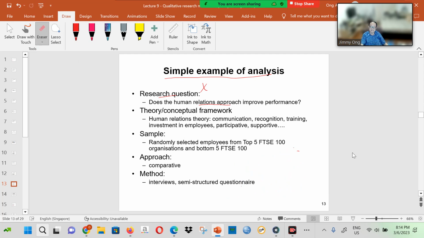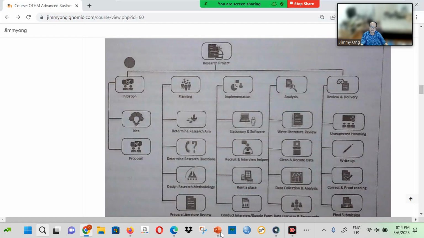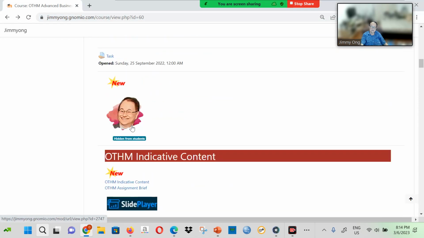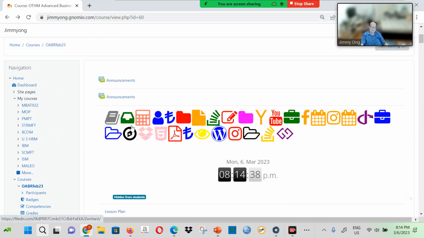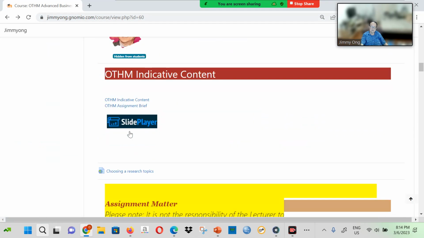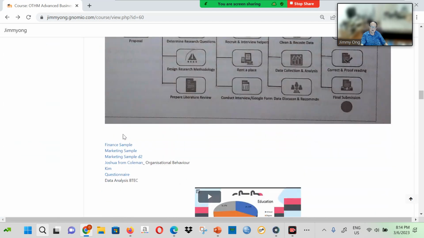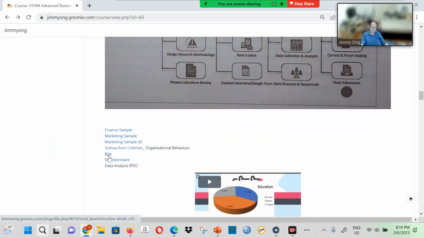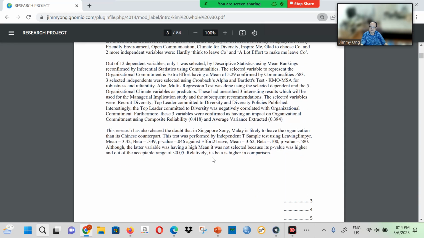Okay, then you have this theory and concept framework. Human recognition, training, investment, supporting theory and concept, right? So if you want to talk about theory and concept, just look at some of my student examples, you will know there are a lot of theory and concept. It's no end, right?